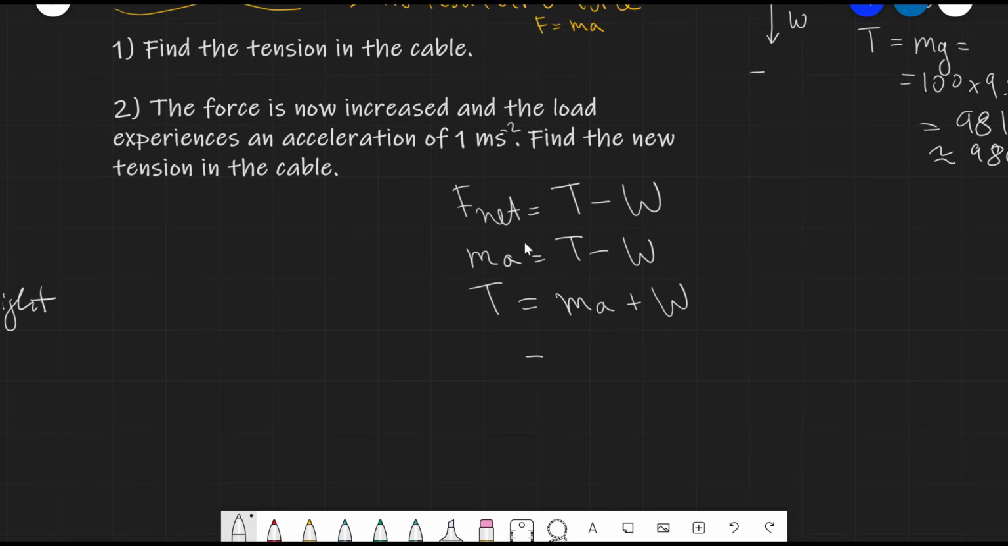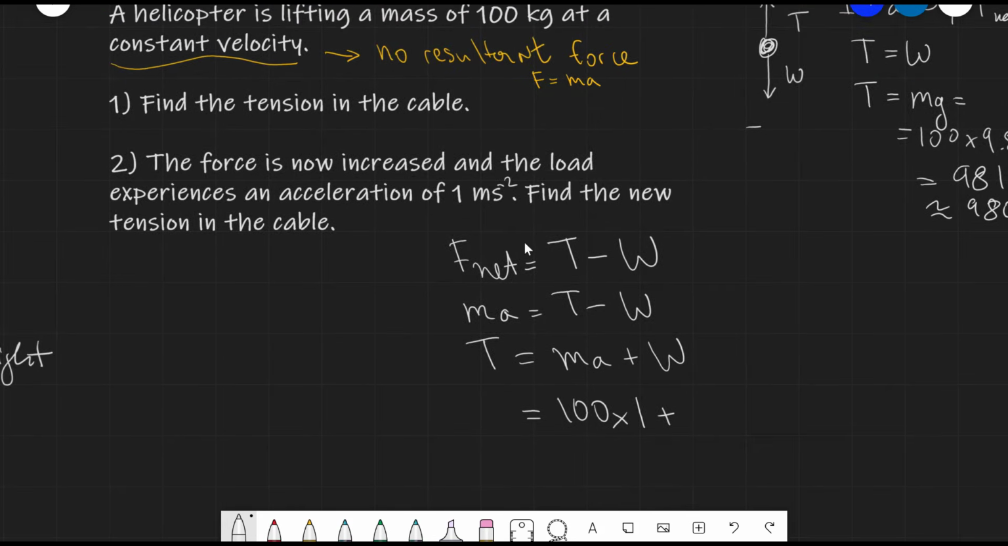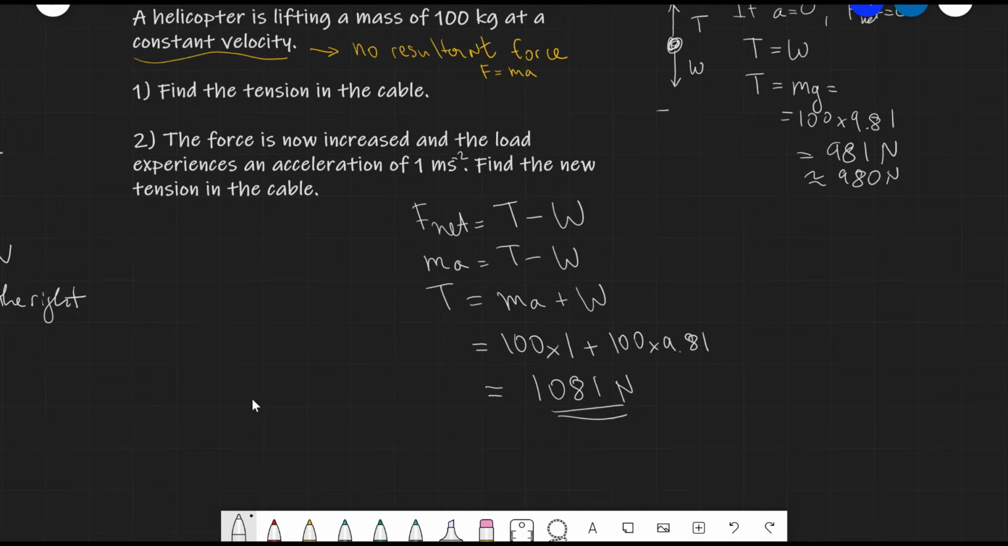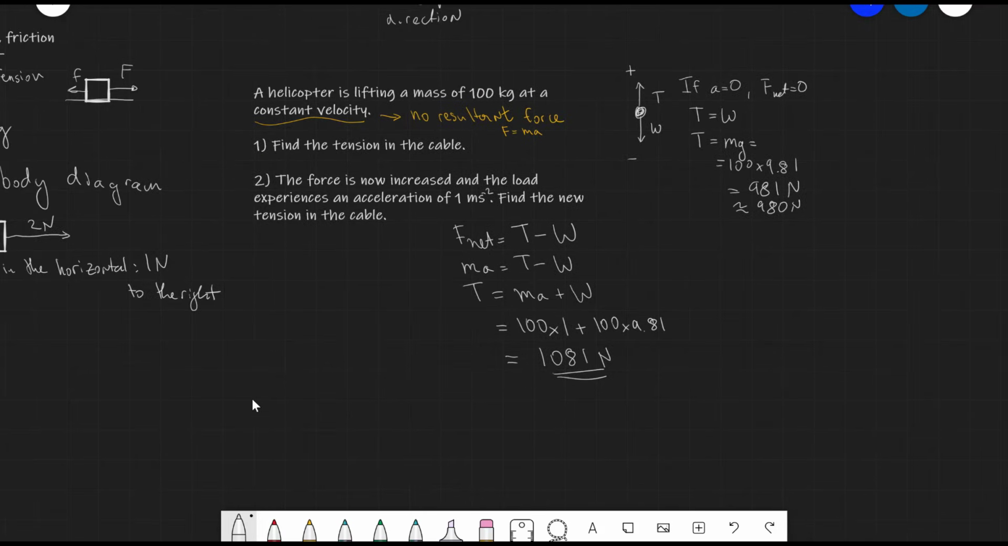Okay, well, the total mass is just 100 times the acceleration of 1 plus the actual weight, and the weight is just going to be 100 times 9.81. Well, this will just be equal to 981 plus 100, which is just 1081 newtons of tension.